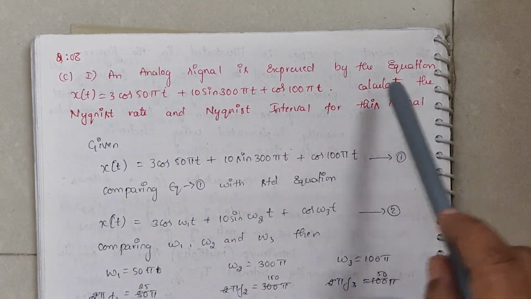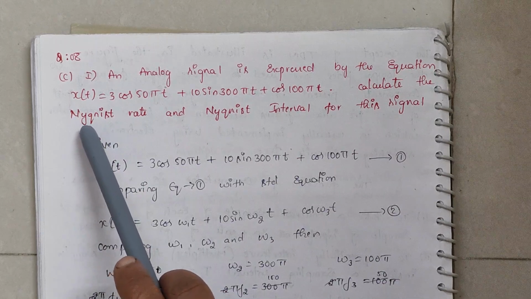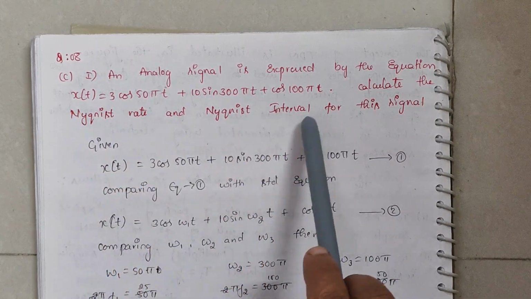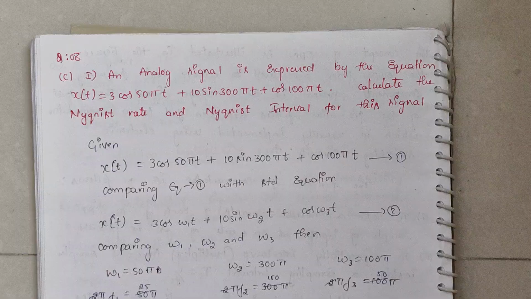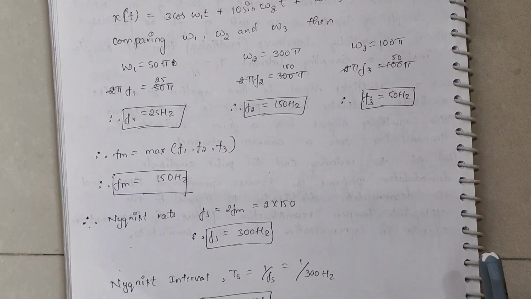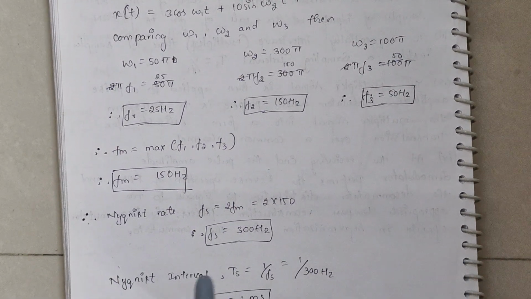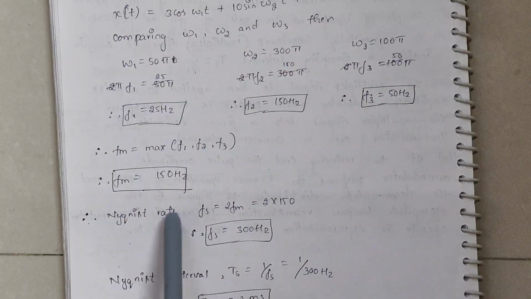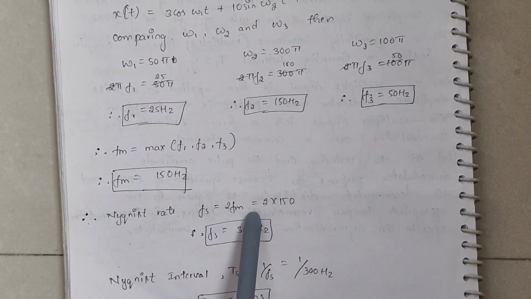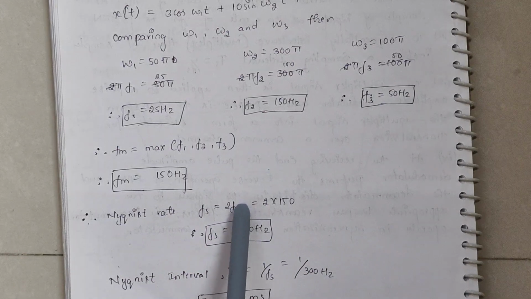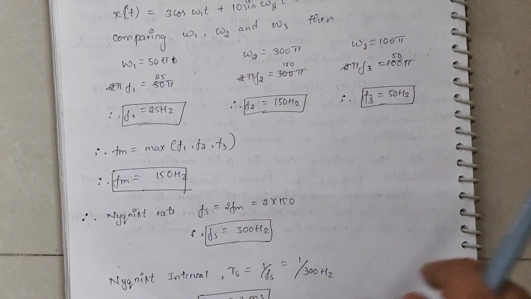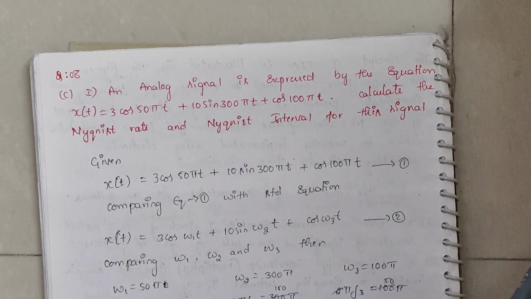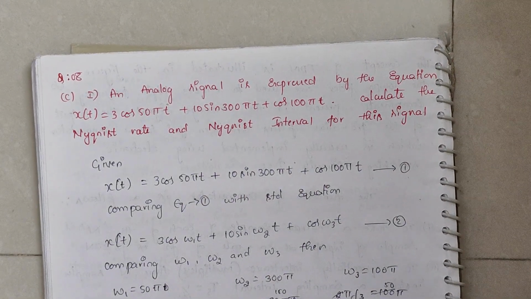The problem is asked like this. We have to find out Nyquist rate and Nyquist interval. What is Nyquist rate? Let us see the formula for Nyquist rate. Nyquist rate is Fs is equal to 2Fm. What is Fm here? Highest frequency of the message signal or given analog signal. So in the given problem, we have to find out the highest frequency of the input analog signal.